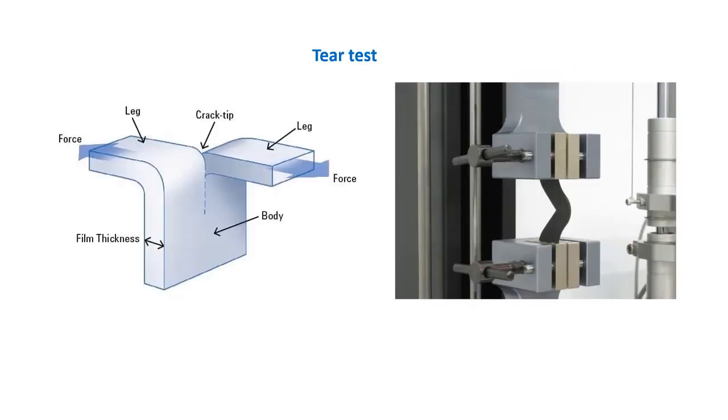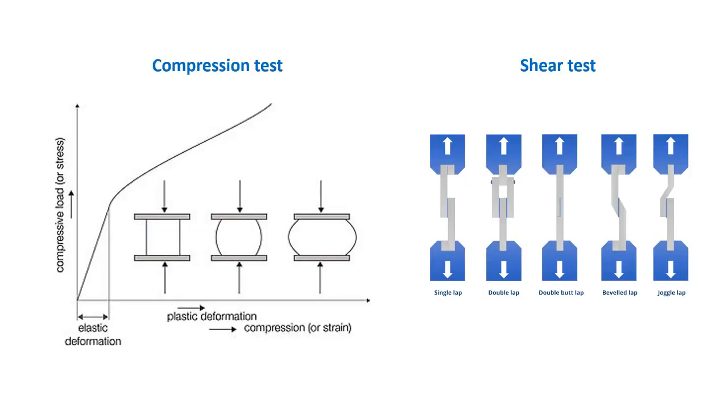And for shear test, the force is applied perpendicular to the specimen, and we have different kinds of shear tests. So single lap or double lap, then butt lap, or beveled or joggle. So as you can see in the figure, there are different types of shear tests.